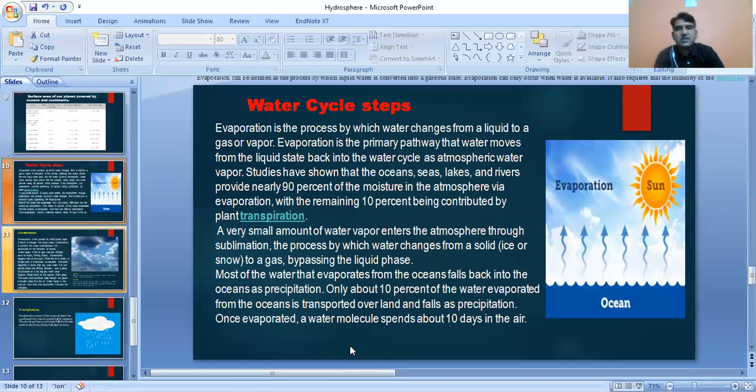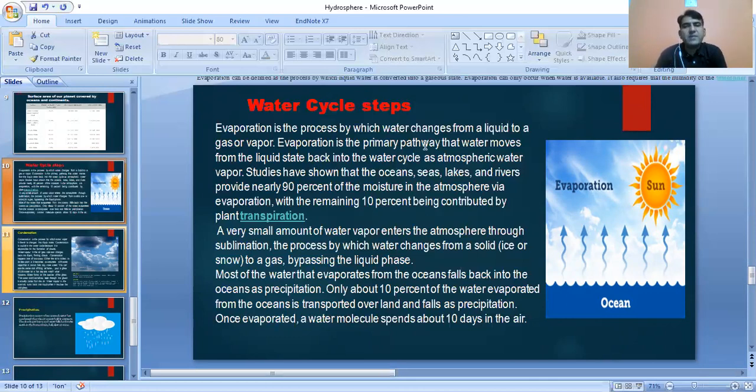So here is the first step of the water cycle. The water cycle starts from evaporation. Evaporation is the process by which water changes from liquid to the gaseous or vapor form. Water is present at the surface of the Earth in liquid form, either in the oceans, rivers, seas, ponds, even soil water. That water starts to evaporate, changes state from liquid to vapor, and moves further up in the atmosphere.